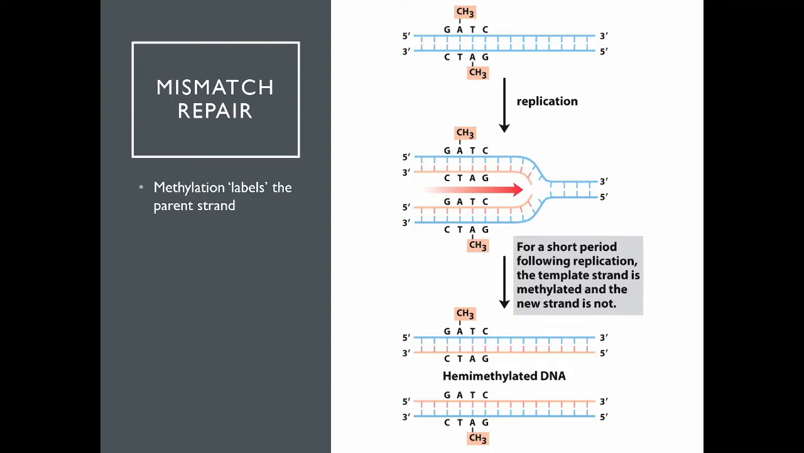One of the ways that it is done in cells is with methylation. So when a DNA molecule is copied, the new strand eventually has methyl groups attached. In some cases it's methylation of adenine, sometimes it's methylation of cytosine, depending on the organism. But in any case, those methylated bases are a way of labeling the parent strand, because after one round of replication, for a short period of time, you have one strand that's methylated and one that's not. So this is called hemimethylated DNA.